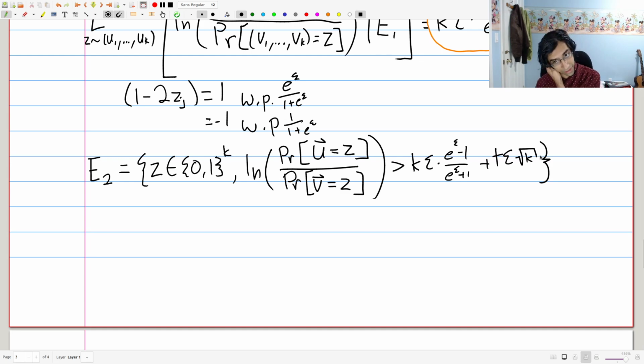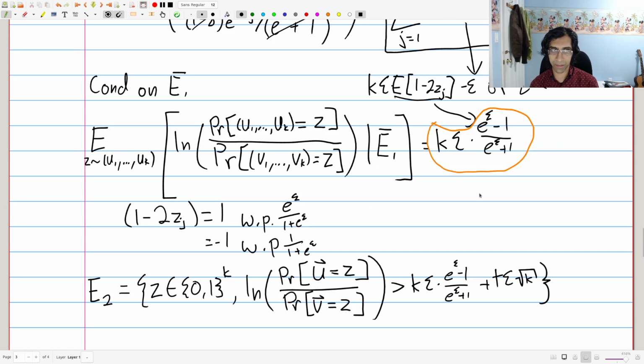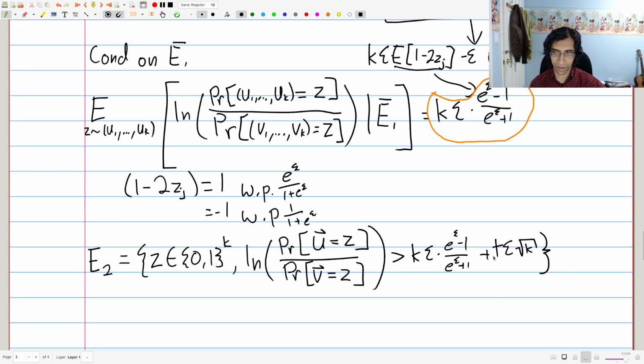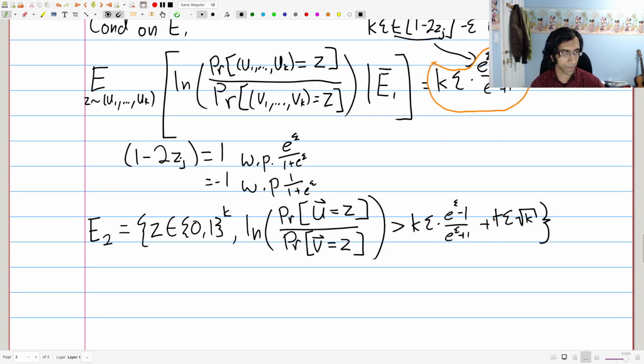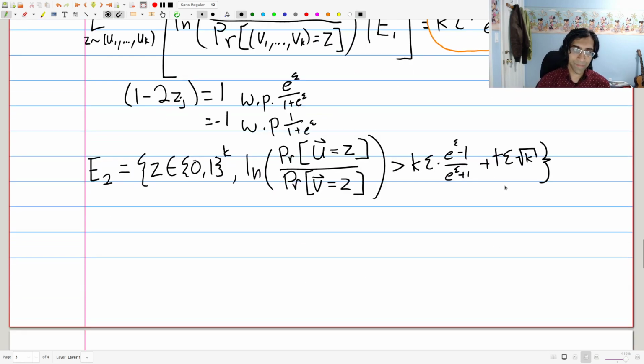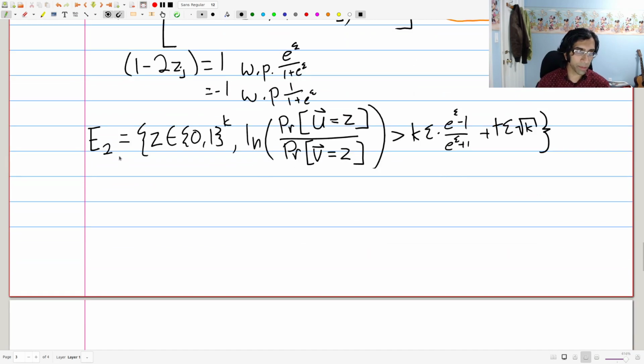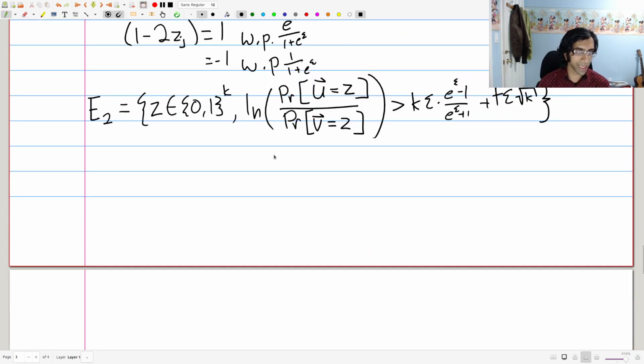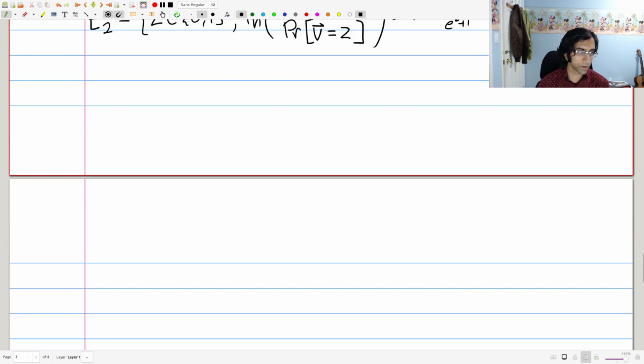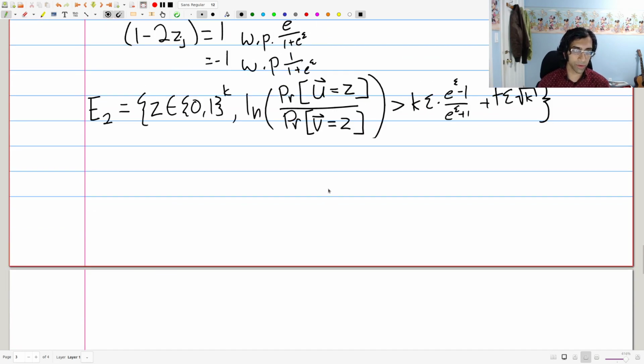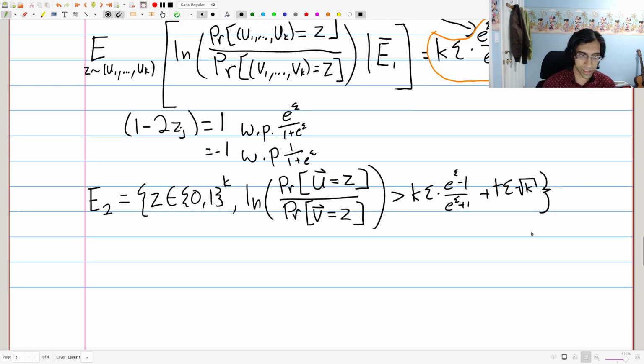Okay, so this is essentially the event where the privacy loss random variable exceeds its expectation by this much. The t is a parameter which we're going to define a bit later, but this will be the tail bound that we're going to use. Okay, so what is the probability of E2? This is going to be the key last piece that completes the proof. We're going to use the following type of Chernoff bound. It's a Chernoff-Hoeffding bound. Let me just state this bound.